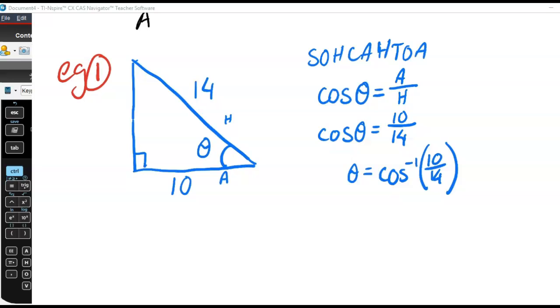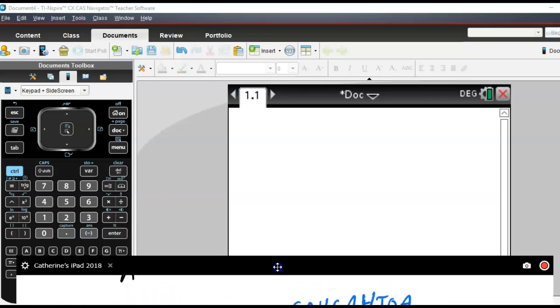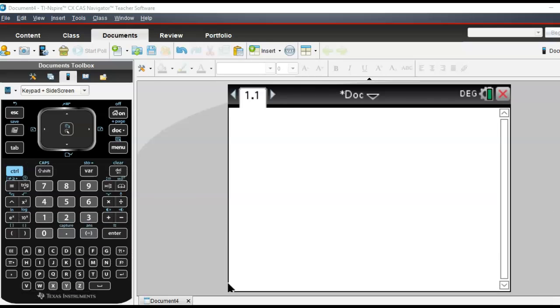Okay, so then we can bring out our calculator. Those of you who have the CAS calculator here in Year 10, just make sure that it's in degree mode. If you are unsure, just look up there to see if it's DEG. If it's RAD, that means it's in radians mode. Radians is another way to measure angles, but you're not going to get to that until Year 11 methods.